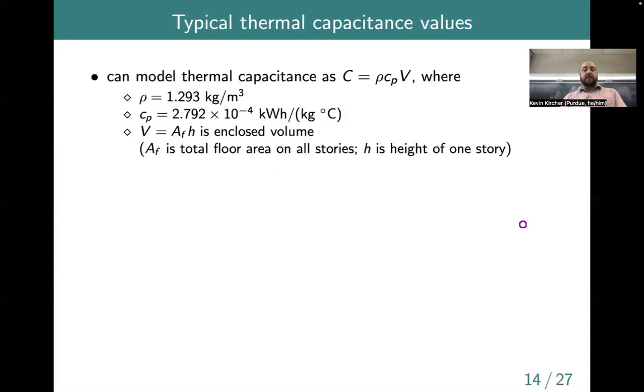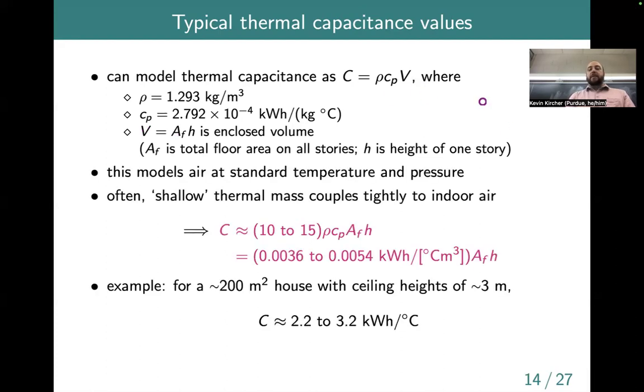So we'll talk about each of these in turn, starting with the simple one, which is the thermal capacitance. The thermal capacitance here can be modeled as the density times Cp, which is the specific heat at constant pressure of air, times the volume of air enclosed in the room. And I'm just giving you numerical values for those things here. And the volume, for a rectangular room, you typically write as the floor area times the height of the room. So this is basically the thermal capacitance of the enclosed volume of air.